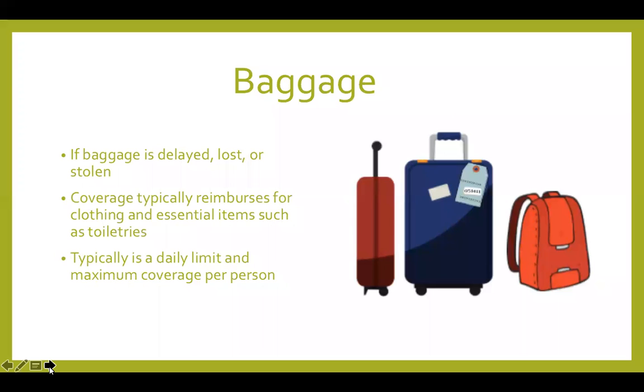Every traveler's worst nightmare is when you get to the airport, you go grab your bag off the baggage carousel and it's not there. Baggage insurance often covers delayed, lost, or stolen baggage, and the reimbursement typically depends on if the bag is just delayed or if it will be lost indefinitely. And there's typically a daily limit as well as a maximum coverage per person. This coverage is for clothing and essential items such as toiletries.